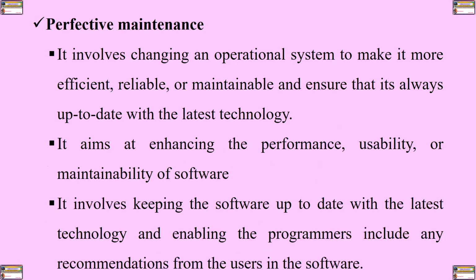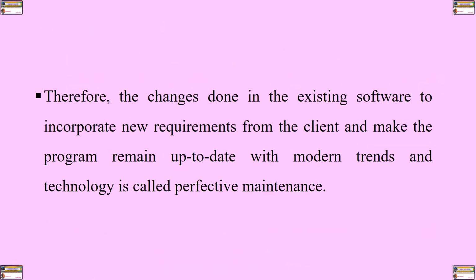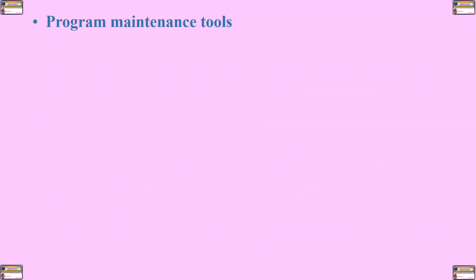It involves keeping the software up to date with the latest technology and enabling the programmers to include any recommendations from the users in the software. Therefore, the changes that are done in the existing software to incorporate the new requirements from the client and make the program remain up to date with modern trends and technology is called perfective maintenance. So for us to be able to carry out maintenance activity, there are certain tools that we need.